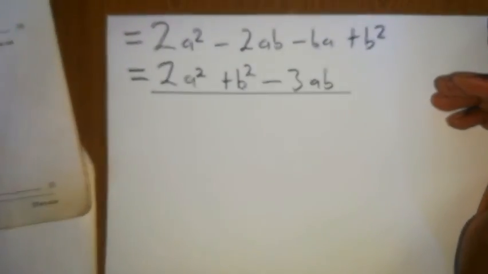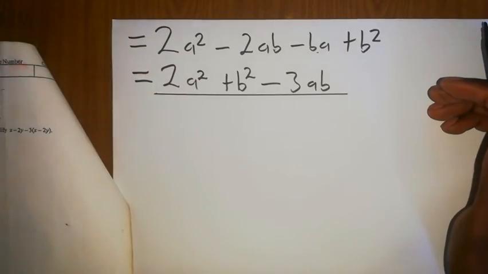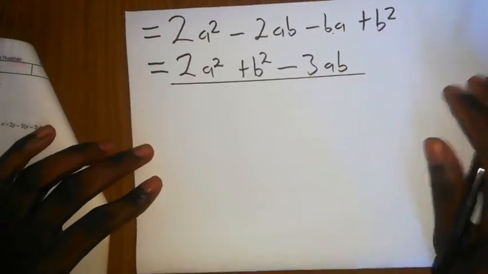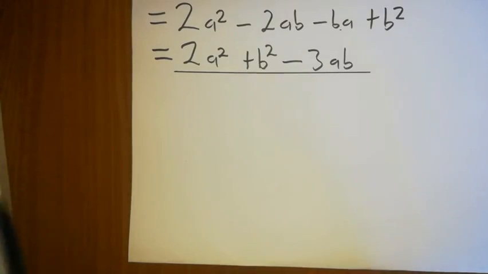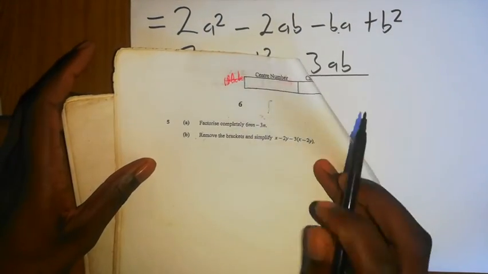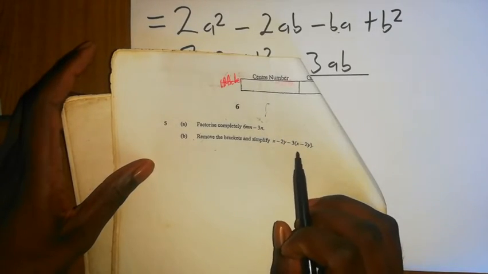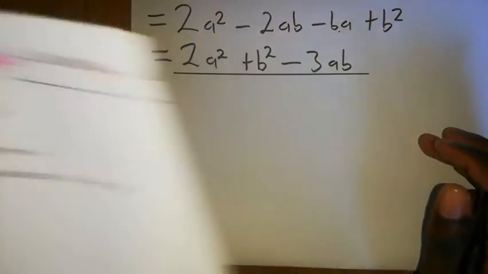So we are done with November 2016. That is our expansion, November 2016 paper 2. Then let me take you through November 2016 paper 1. There is the question, guys. Remove the brackets and simplify x minus 2y minus 3 bracket x minus 2y.